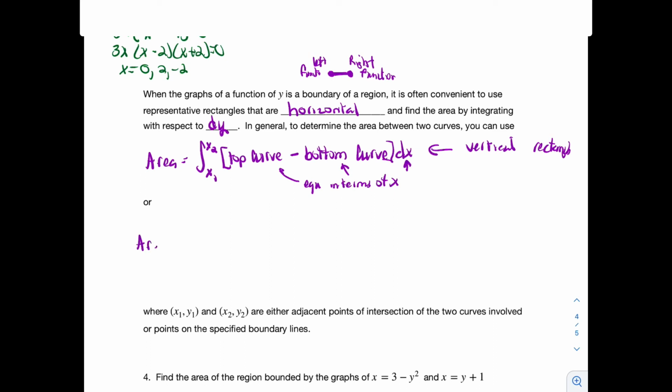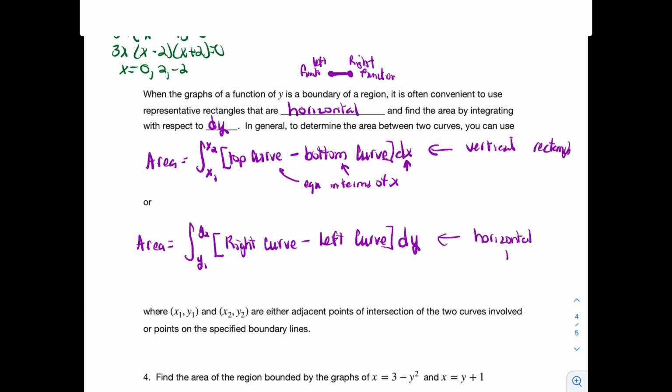And now we have our second way of finding the area. We can also find the area from the integral from y1 to y2 of the right curve minus the left curve, the rightmost curve minus the left curve, with respect to dy. When we draw a representative rectangle here, it will be a horizontal rectangle. And our right curve and left curve equations will be in terms of the y variable. So x equals something in terms of y.